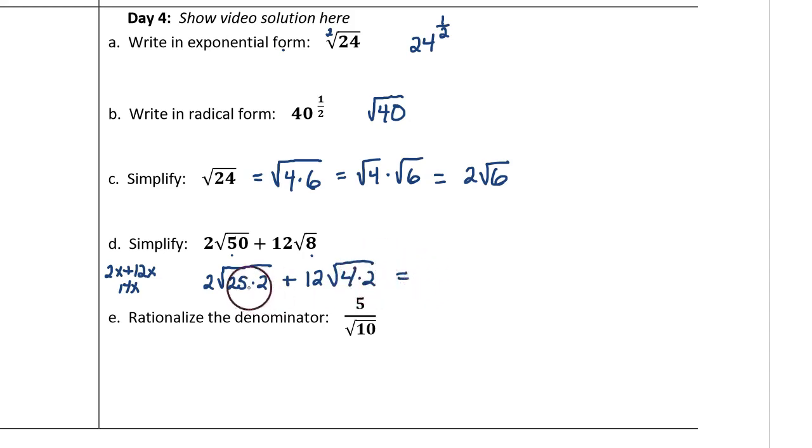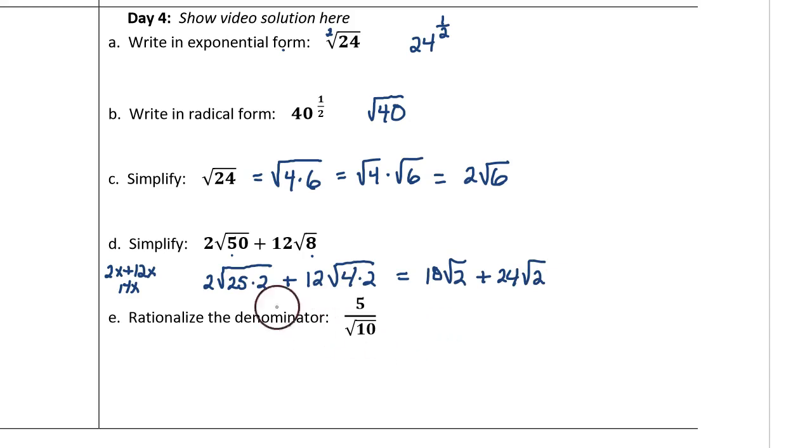Okay, next step. The square root of 25 is 5. And in front of that there's a 2. So 2 times 5 makes 10. And then this 2 stays in the radical. So we have 10 square root of 2. Plus, now let's rewrite this right here. The square root of 4 makes 2. In front of that is 12. So 12 times 2 is 24. And then this 2 will stay in a radical.